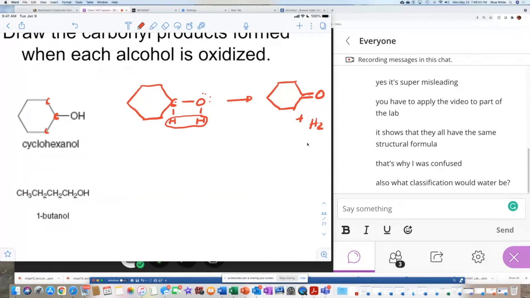Oh, water doesn't have a classification. Water is attached to oxygen, so you can't classify it until you have an alcoholic carbon. So water is just water, as far as primary, secondary, tertiary is concerned. Is that what you're asking? Because my mind is going to so many possible places. Are you talking about the type of reaction?